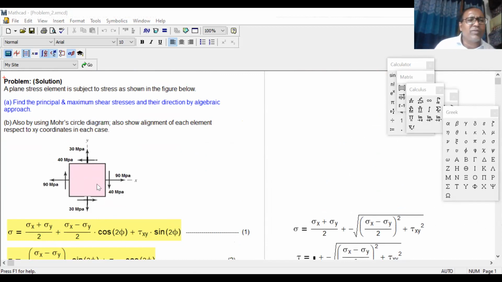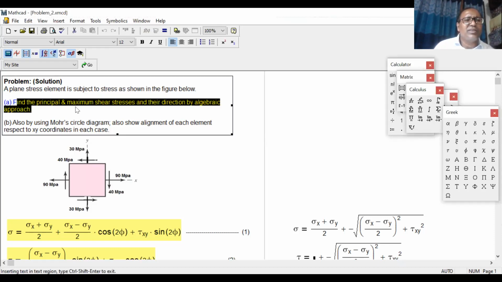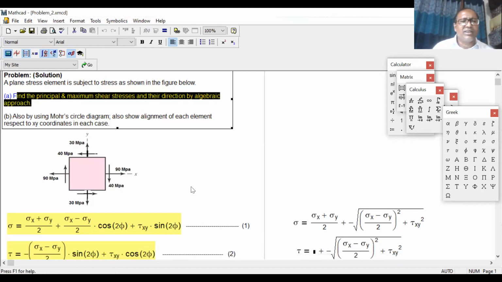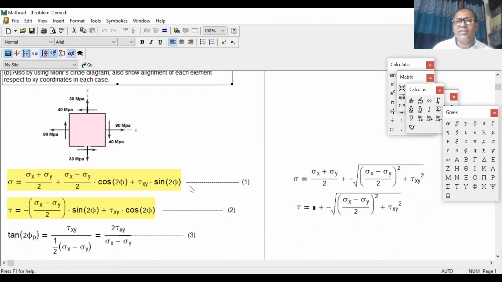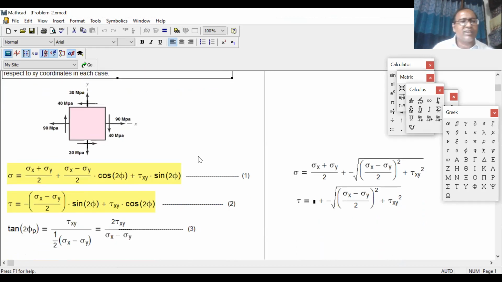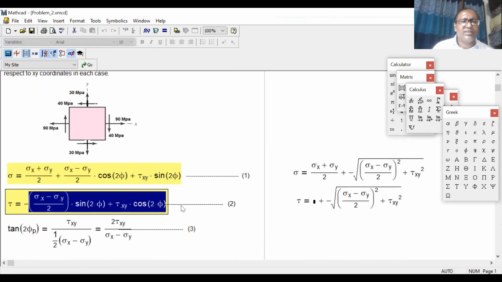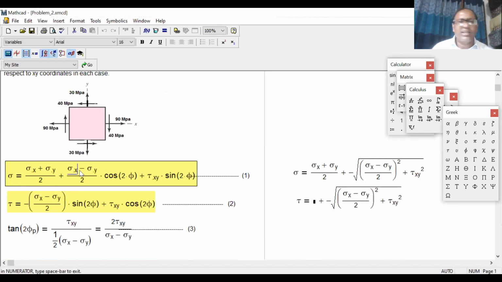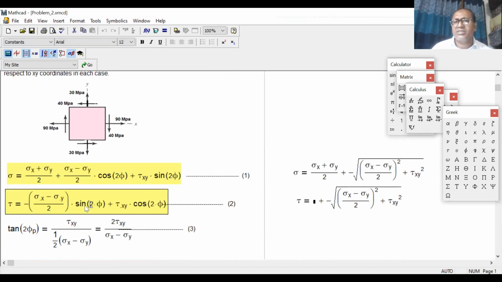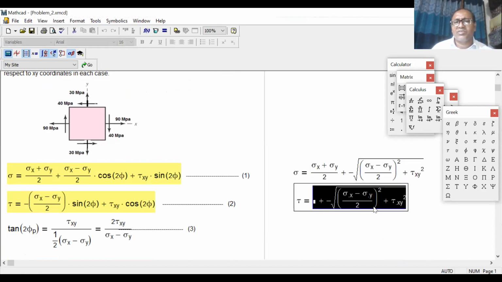Okay, so we put it over here. I changed the question over here: find the principal and maximum shear stresses and their direction by the algebraic method. That is put over here. Okay. Now, how can we solve it? Obviously, we need the formula, right? So this is our mother formula. I put it in yellow color. 1 and 2 are for principal stress. The second equation is for shear stress. And what is our shortcut formula? Right over here, our shortcut formula.